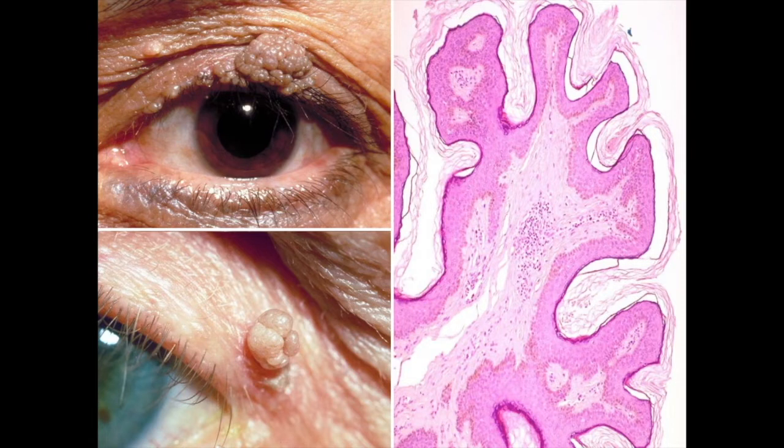A variety of skin tags and benign squamous papillomas occur on the lid. The one in the top left is a rather spectacular example. The one at the bottom left is more of a skin tag, or so-called acrocordon. Histopathologically, we see benign epidermis with hyperkeratosis enveloping a central core of fibrous and fibrovascular tissue.